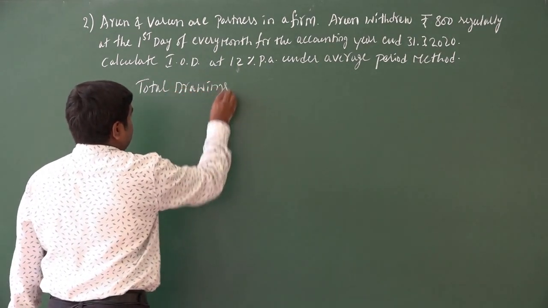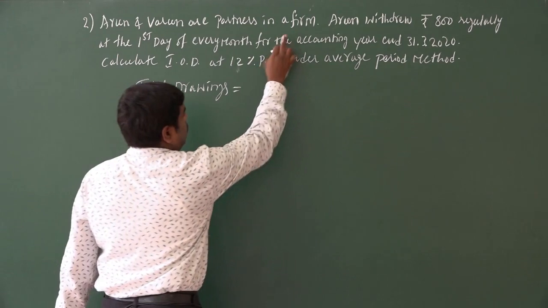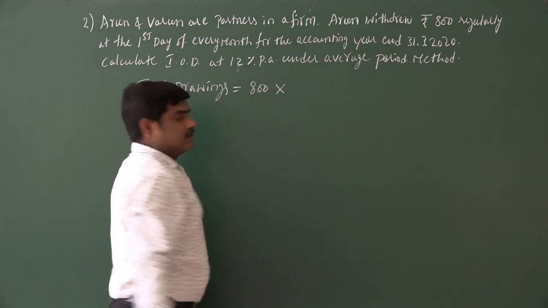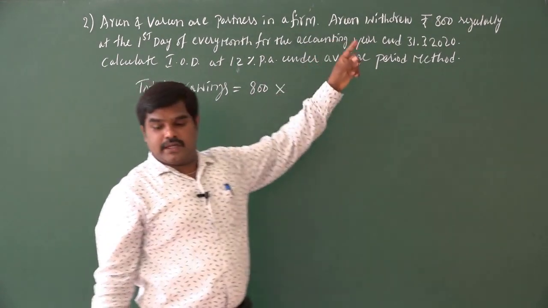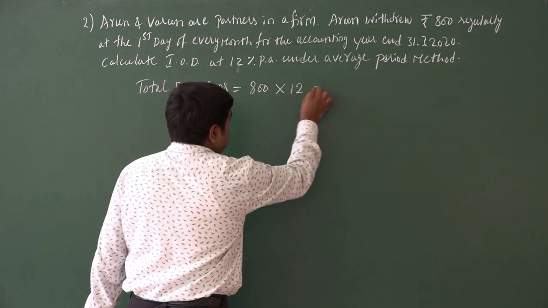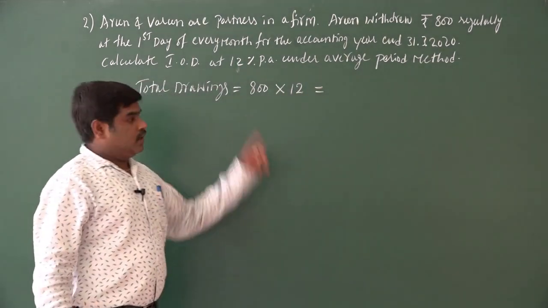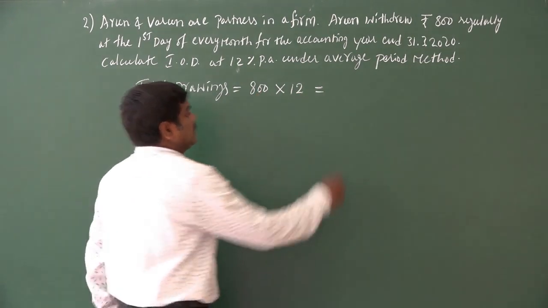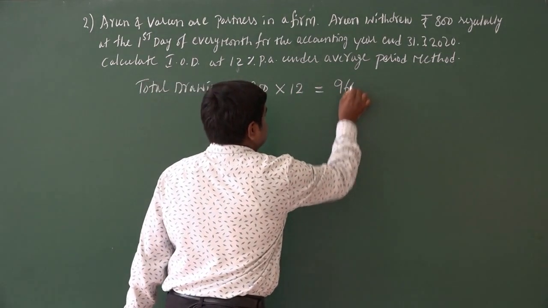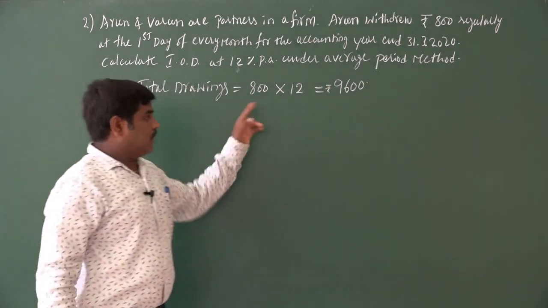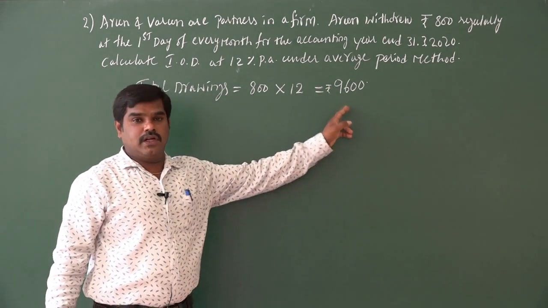Total drawings is equal to how much money is drawn every month? 800 rupees. So every month beginning 800 rupees is drawn. In one financial year it is 12 months. So 12 into 800, so 9,600 rupees is the total drawings in a year.